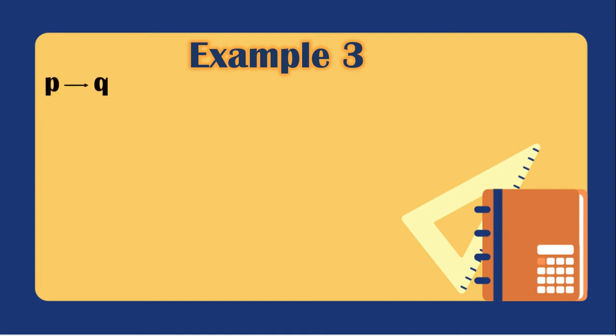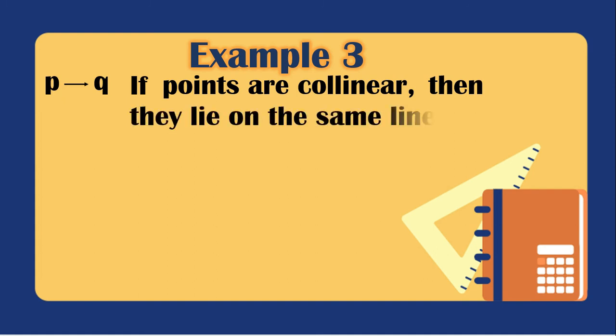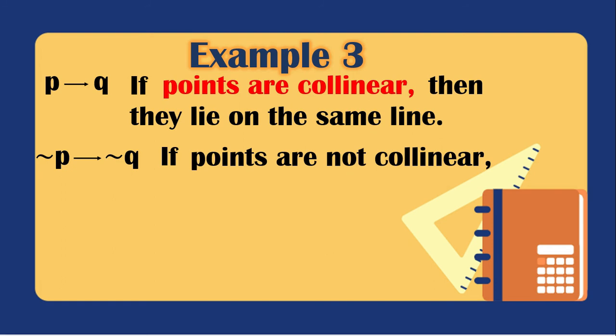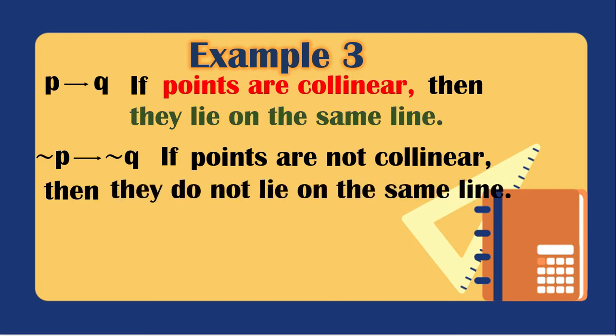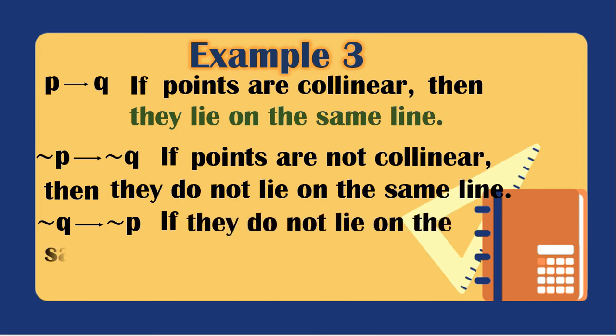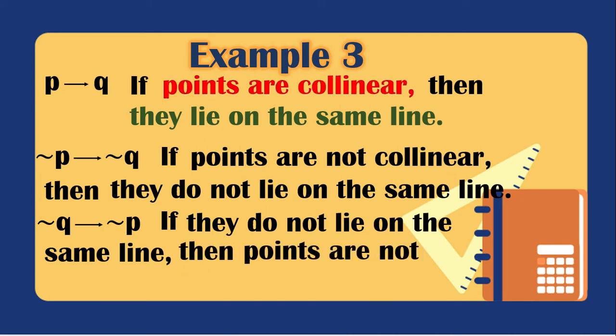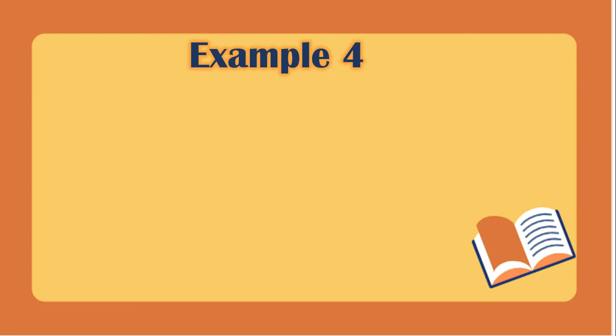Example number 3. Conditional statement is, if points are collinear, then they lie on the same line. For the inverse, it will become, if points are not collinear, then they do not lie on the same line. So here in the negation, you can use different kinds of words that will make the statement negative. And then for the contrapositive, we will have if they do not lie on the same line, then points are not collinear.